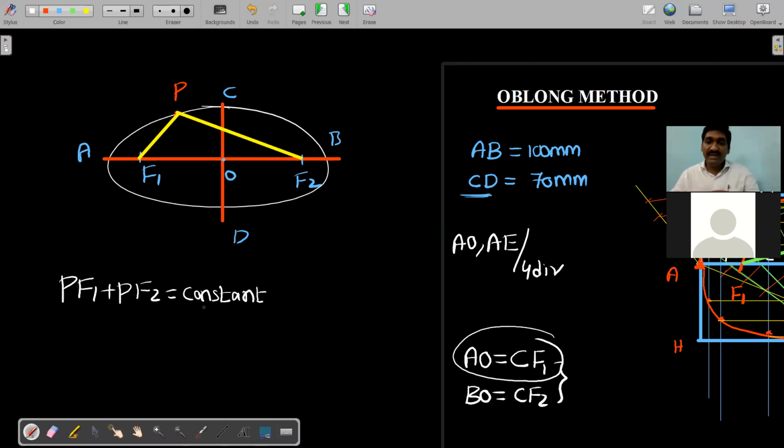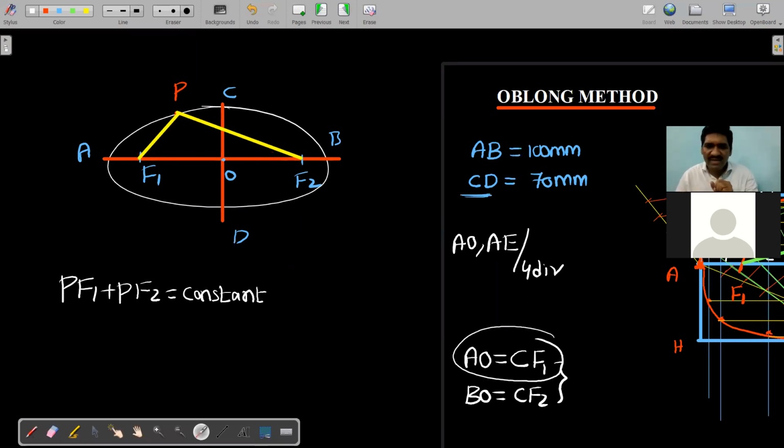Listen, it will take some time to digest, I can understand. I am repeating, listen carefully, these are very important points. If you take any point on the curve, anywhere you can take, from that point you draw a line to focus F1 and F2, add both the distances, this will always remain constant.